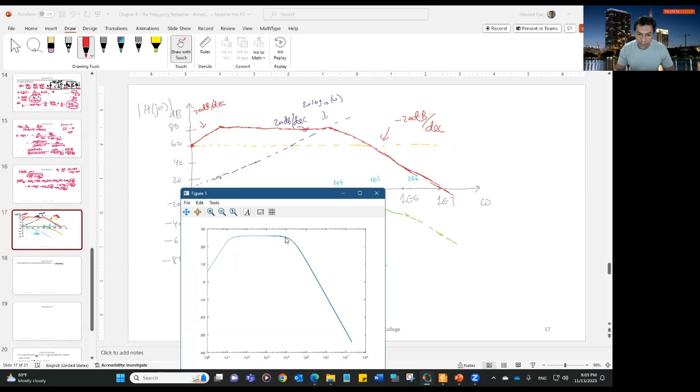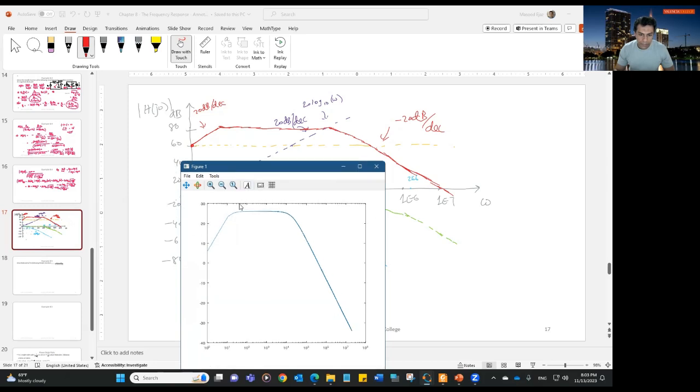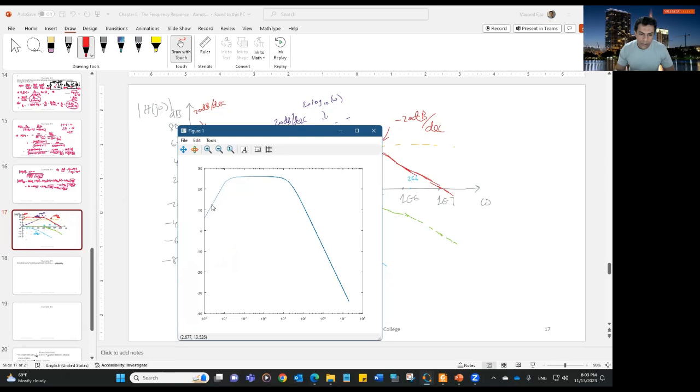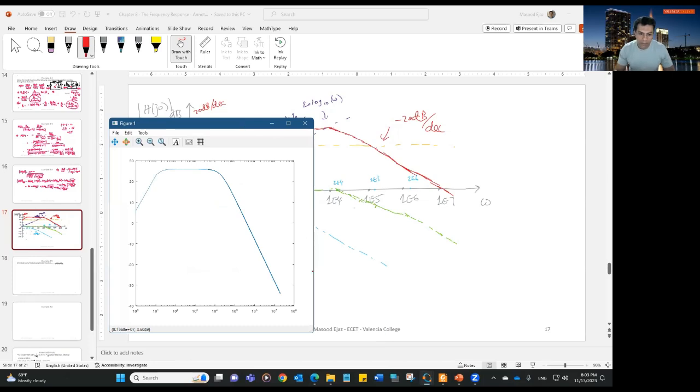And then it becomes constant to that value, which is, what is this value? Let's see. Which is 26. So, 20 plus 6, 26 decibels. So it's increasing by 20 decibel per decade up to 10 to the power 1, then becomes constant. And then it starts dropping down at 20,000, basically 2 times 10 to the power 5, with negative 20 decibel per decade.